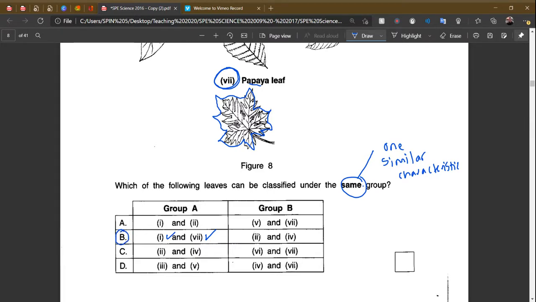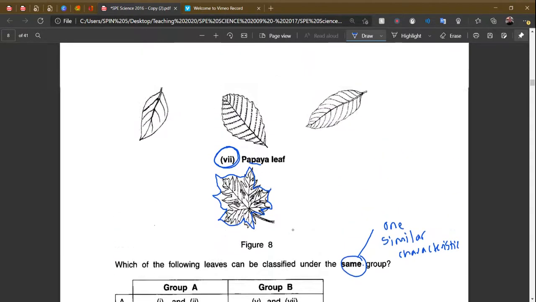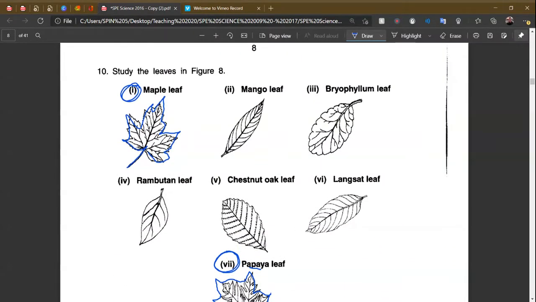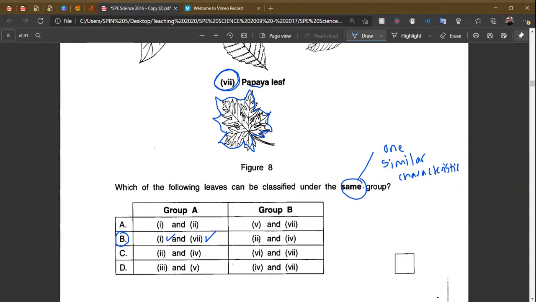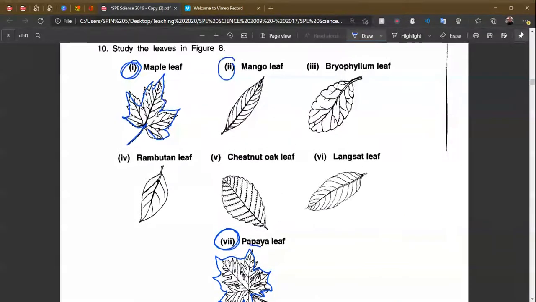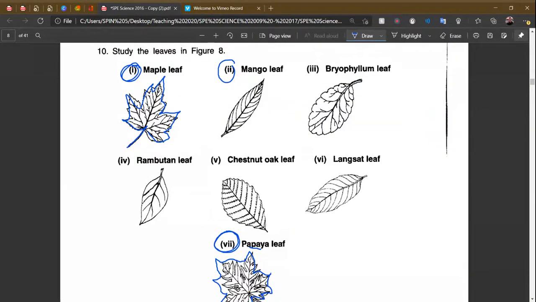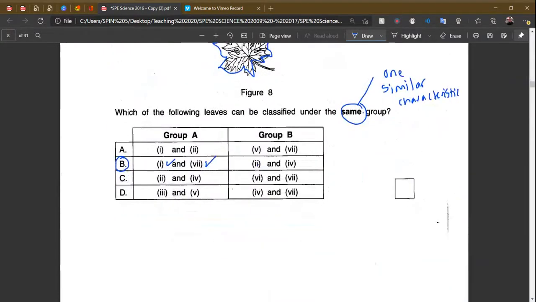Let's just double check. The second one is group 2 and 4. Is it 2 and 4? 2 and 4, they're slightly similar, and in actuality you can also include this one because they are also similar in shape, but since the choice is limited, therefore your answer is 2 and 4. It can be accepted, therefore the answer is B.